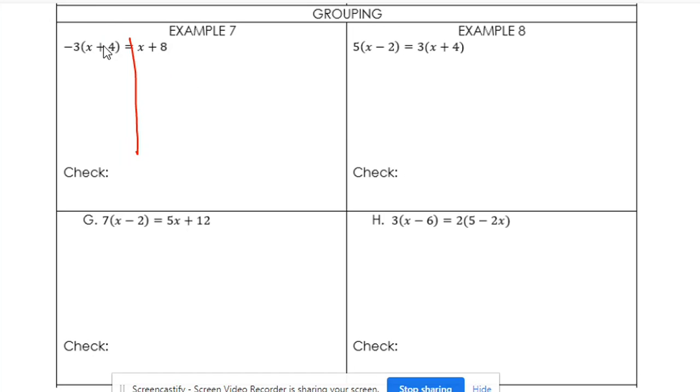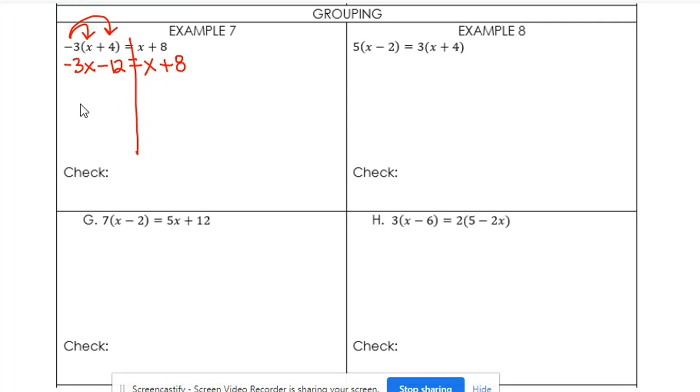So we're going to start by distributing the number on the outside of the parentheses times each term on the inside. So negative 3 times x is negative 3x. Then we do negative 3 times positive 4, which is negative 12. And that equals x plus 8. Step 2, do we have any like terms on the same side that we can combine? We can't combine negative 3x and negative 12, and we can't combine x plus 8.